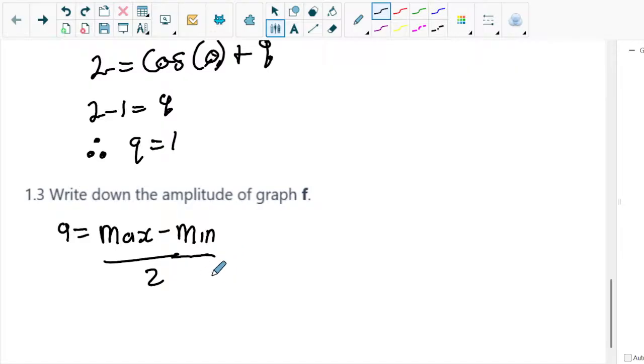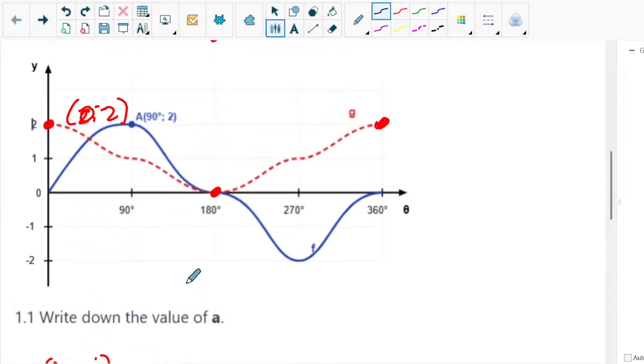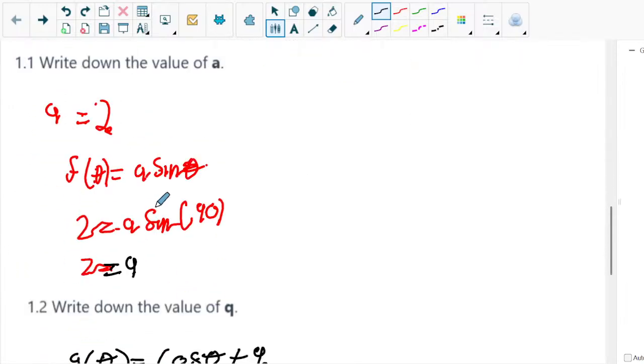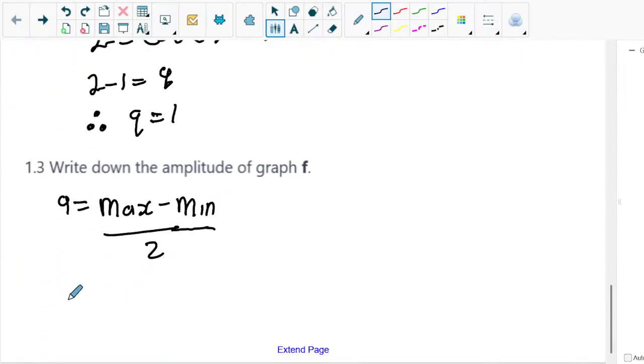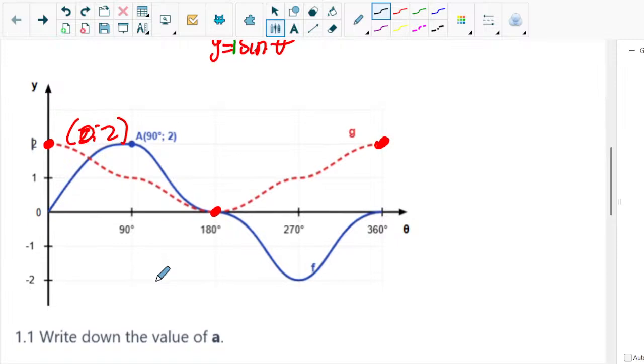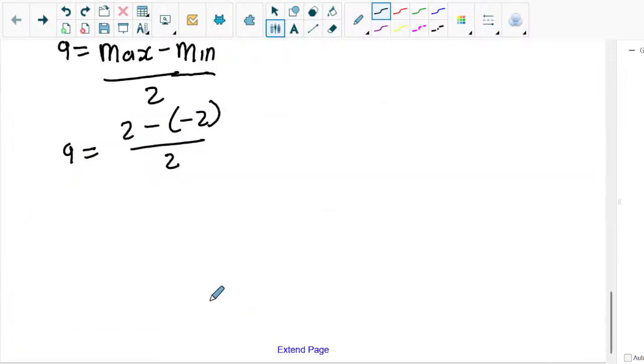So if we're looking at the y values, what is the maximum y value that you can have? The biggest one? It's 2, minus, the formula goes with minus. Open bracket. What is the smallest that you can have? Minus 2. And then what is going to be the amplitude? Amplitude is 2.